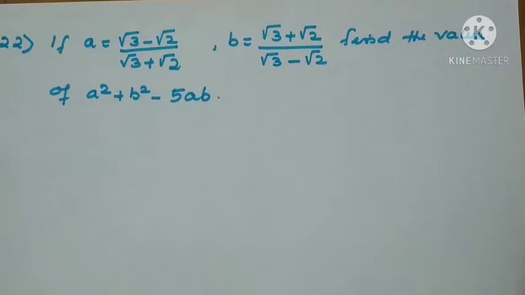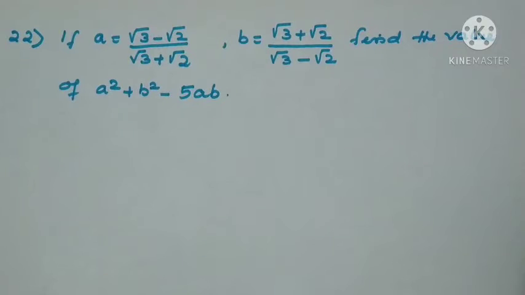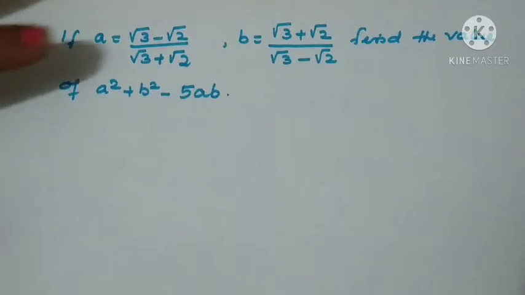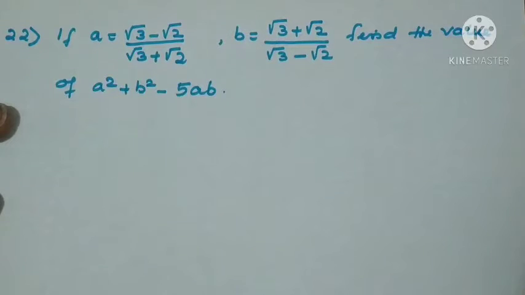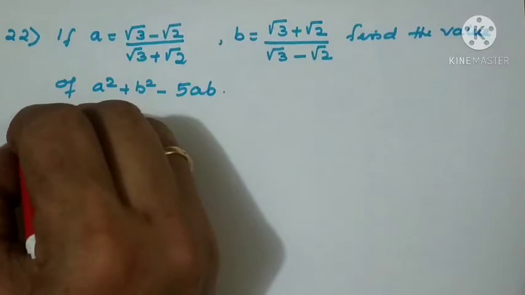Next question. a equal to root 3 minus root 2 by root 3 plus root 2, b equal to root 3 plus root 2 by root 3 minus root 2. Find the value of a square plus b square minus 5ab. Solution now.